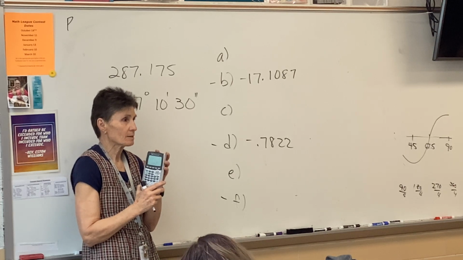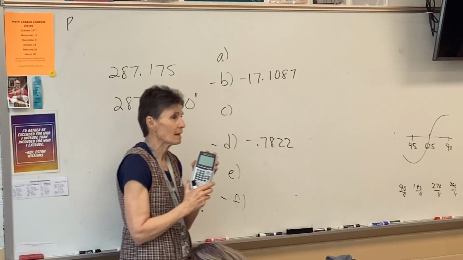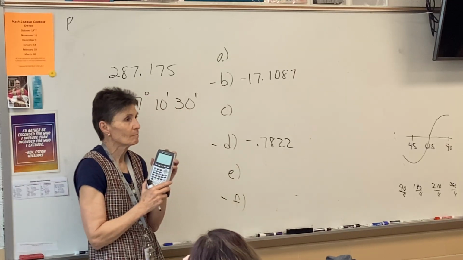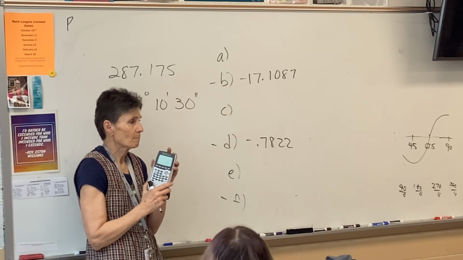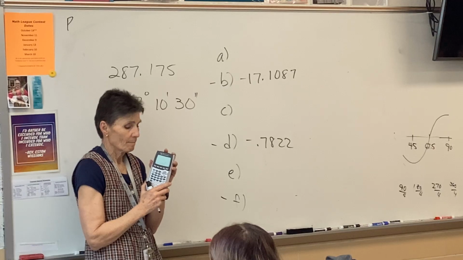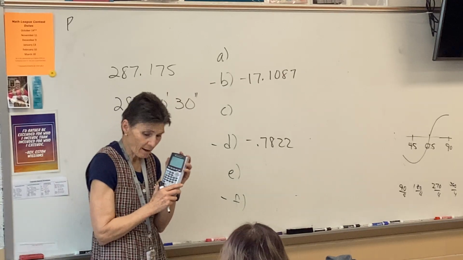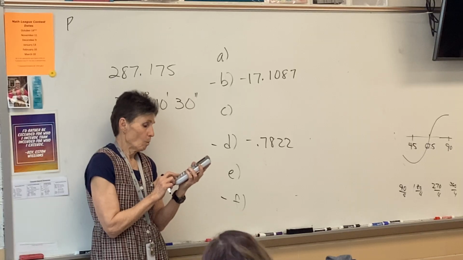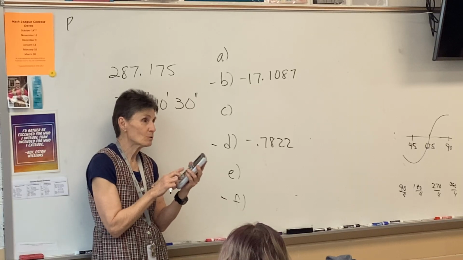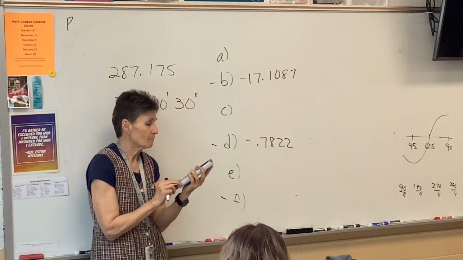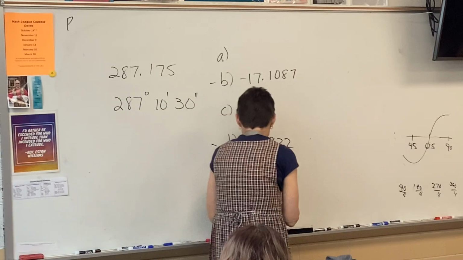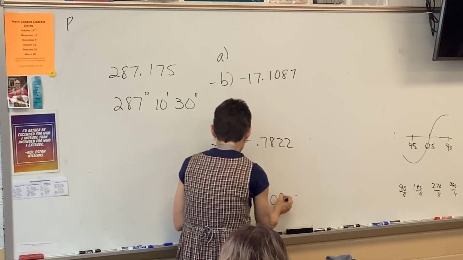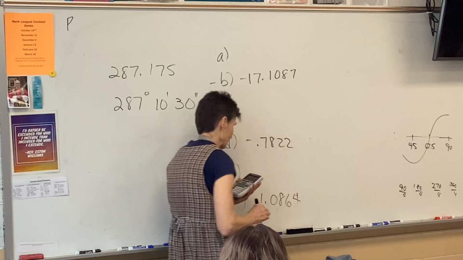Wait, should we be just copying these down? No, we should be typing these in. Keaton, you typing them in? Okay. And the last one, F, secant 23. 1 divided by cosine 23. 1.0861.